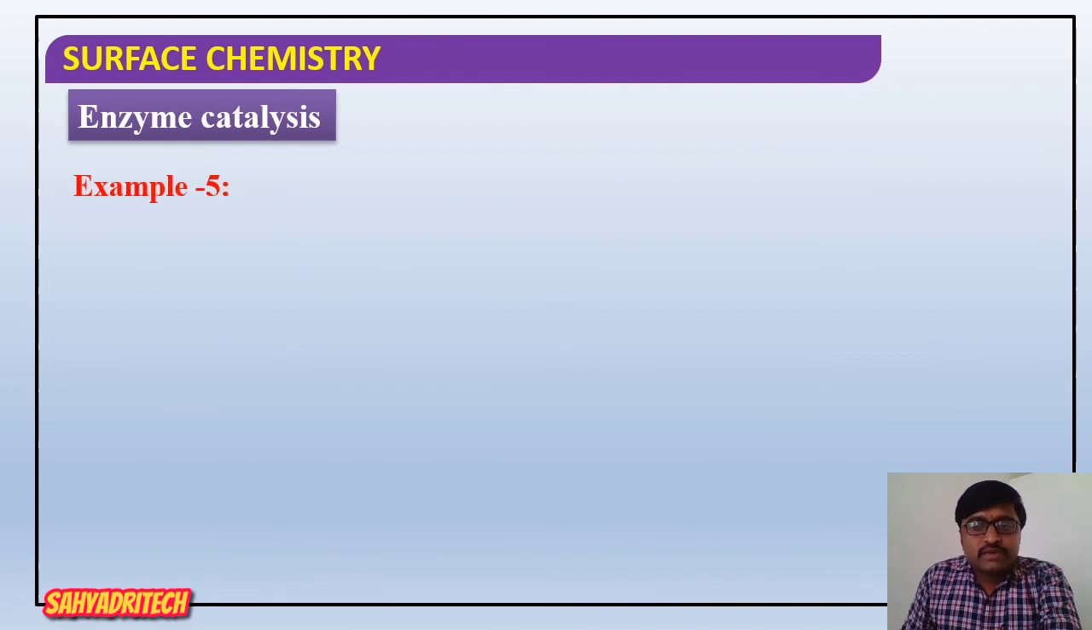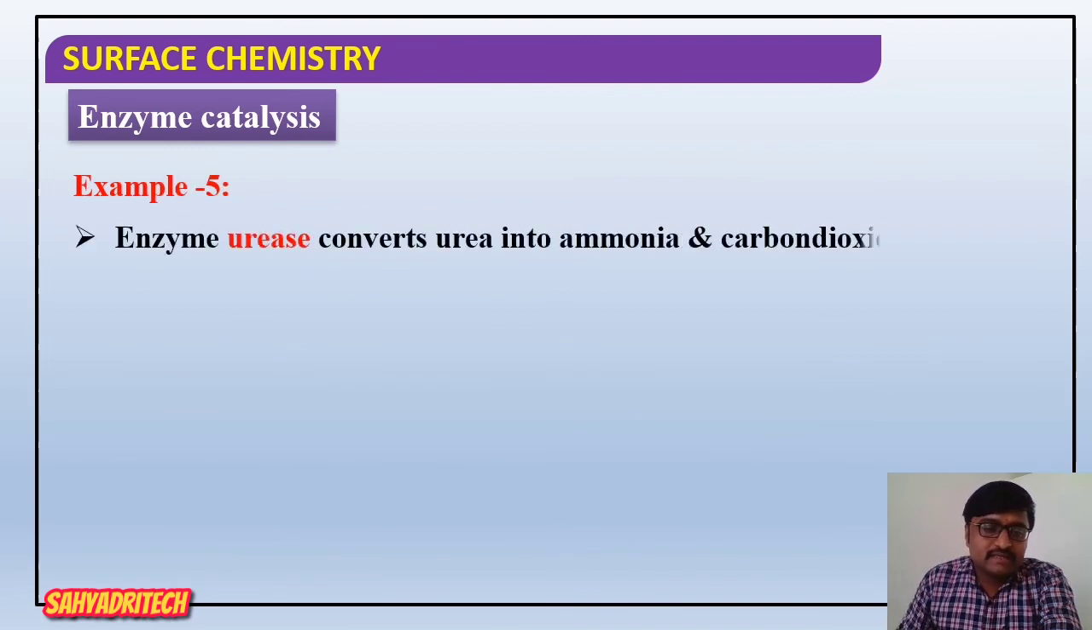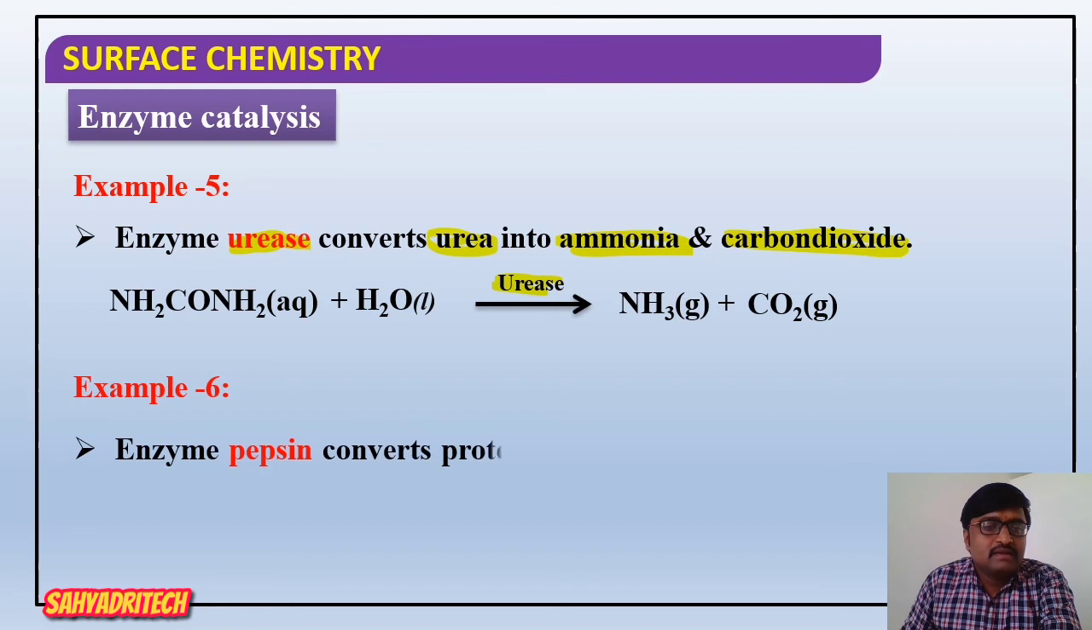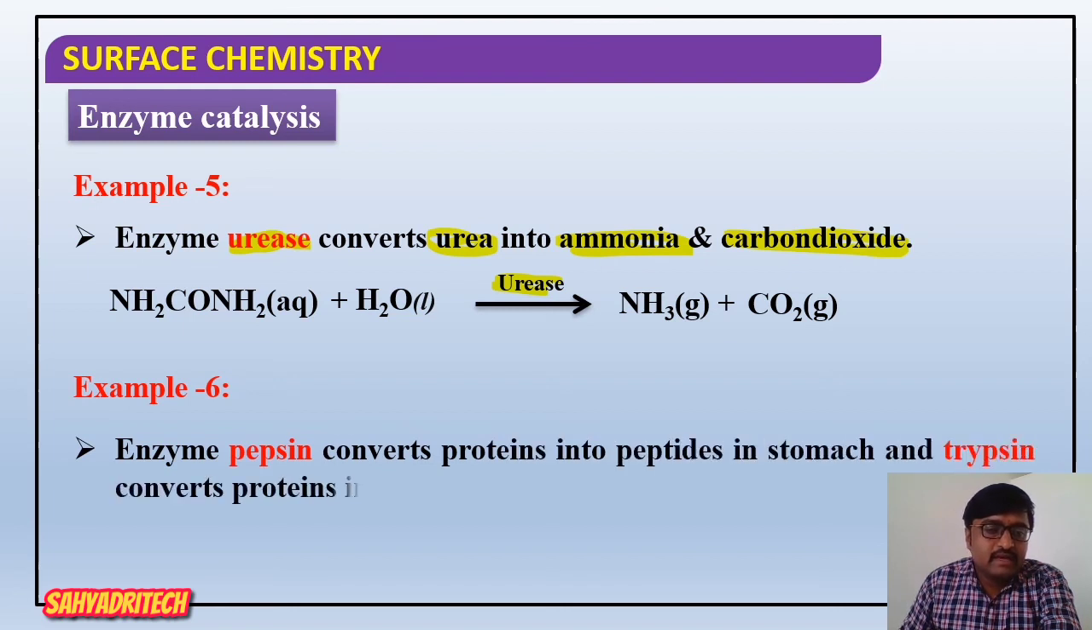Now, if you consider one more example, the enzyme urease. It converts urea into ammonia and carbon dioxide. The equation: urea, NH2CONH2, on hydrolysis in the presence of urease enzyme, is converted into ammonia and carbon dioxide. Next example, the enzyme pepsin, which converts proteins into peptides.